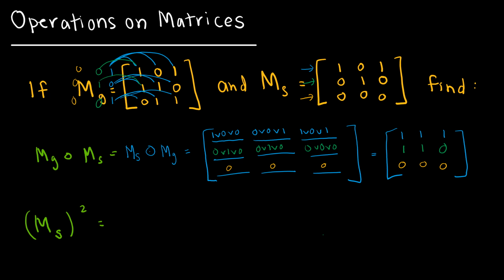except I'm doing it with matrix S twice. So again, I'm going to take 1, 0, 1, and I'm basically multiplying matrix S by itself. I'm doing the exact same thing. So that would give me 1 or 0 or 0, 0 or 0 or 0, 1 or 0 or 0, which for my first row gives me 1, 0, 1.